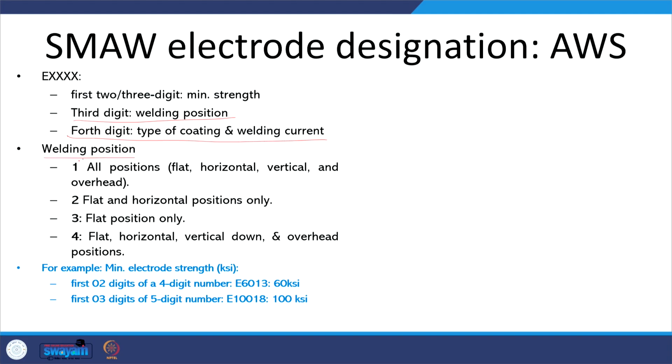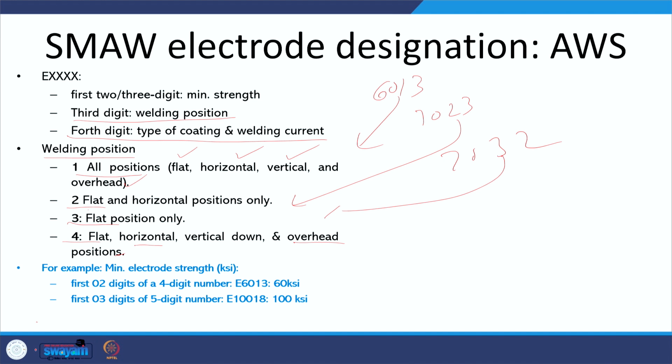Welding position means, if there is something like 6013, the 1 indicates an all-position electrode, which means this electrode can be used for flat, horizontal, vertical and overhead. If it is 2, like 7023, this electrode can be used in flat and horizontal positions. If it is 3, it can be used only in the flat position. If it is 4, then flat, horizontal, vertical, vertical down and overhead positions.